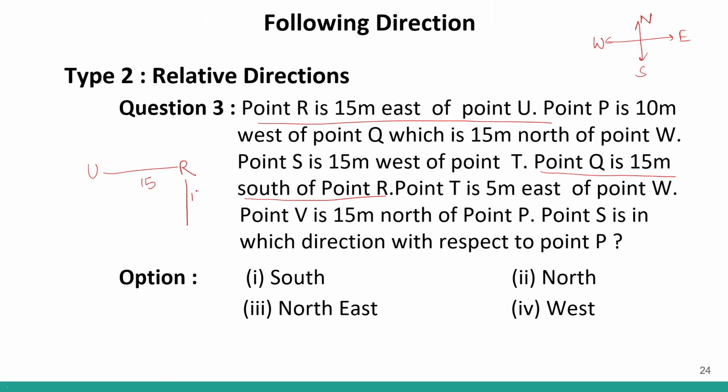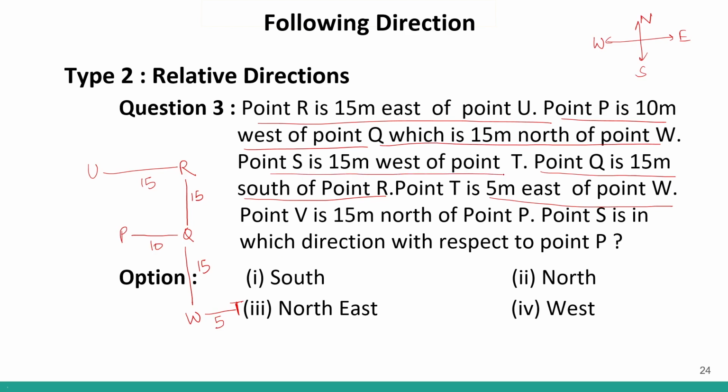So here, this is point Q. Right? Now let us see. Point P is 10 meter west of point Q. So it is here. And Q is 15 meter north of point W. So we have to go 15 meter down to W over here. Point S is 15 meter west of point T. We cannot use this information right now. Now, point T is 5 meter east of point W. So it is 5 meter. Here we have T east of W.